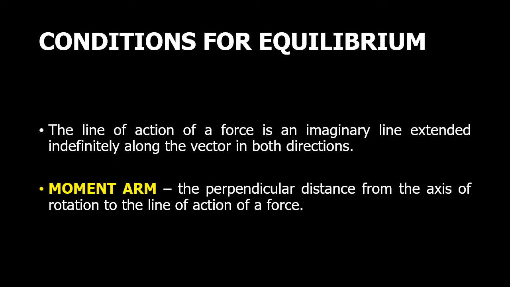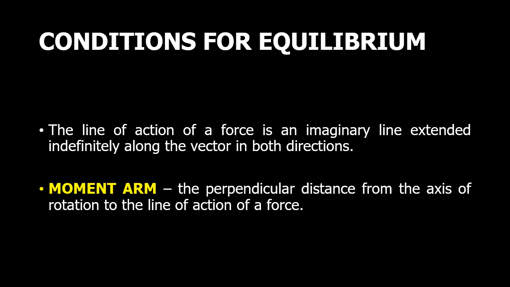So the line of action of a force is an imaginary line. It's only an imaginary line, extended indefinitely along the vector in both directions. To have equilibrium, of course, we need to have equal forces in both directions, because if not, it will not satisfy the definition of equilibrium.